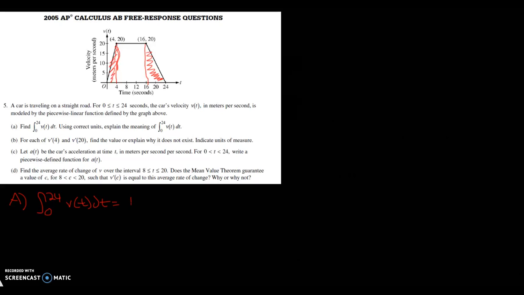So now we're going to do 1/2 times 4 times 20, plus, what's 4 to 16, that's 12 times 20, plus another triangle, which is 1/2 times 16 to 24, which is 8, times 20. So now we're going to get 2 times 20 is 40, plus 240, plus 4 times 20 is 80. So we're going to get 360, I believe.